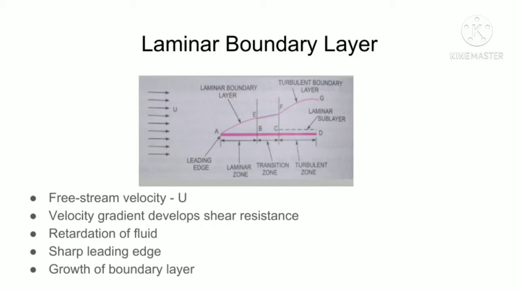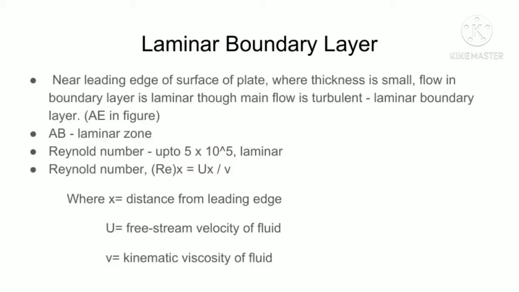At subsequent points downstream of the leading edge, the boundary layer region increases because the retarded fluid is further retarded. This is also referred to as the growth of boundary layer. Near the leading edge of the plate, where the thickness is small, the flow in the boundary layer is laminar, though the main flow here is turbulent. This layer of the fluid is said to be the laminar boundary layer, and this is shown by AE in the figure. And we have AB as the laminar zone.